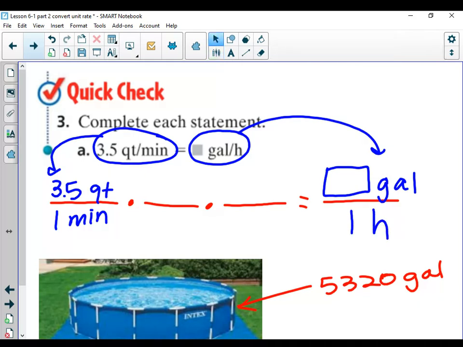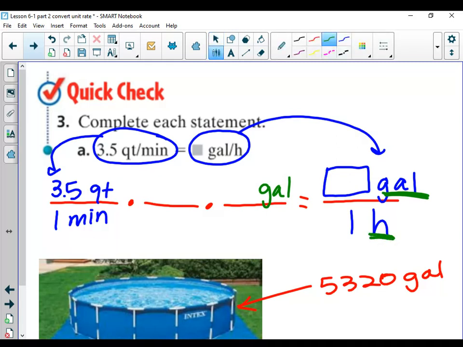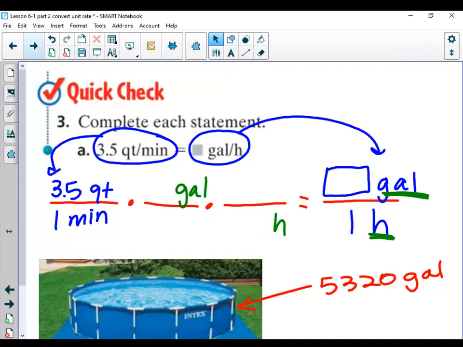Work backwards on your labels. Gallons has to be on the top. Do you want it here or here? Doesn't matter. Hours has to be on the bottom. Could be the opposite. Multiply in any order, could be the opposite.